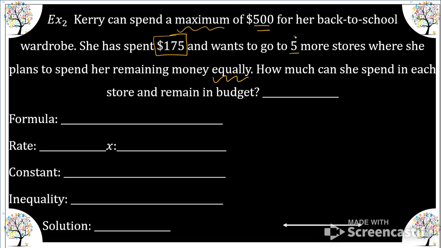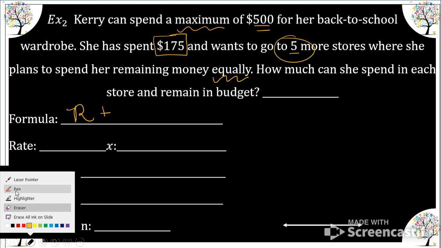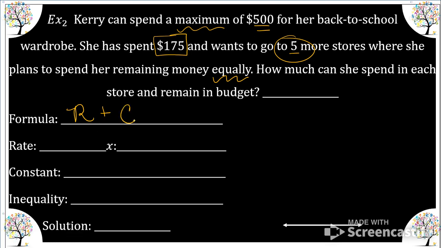So again, we're going to have the rate plus the constant of what she's already spent. So the rate's going to be the 5 stores times how much ever money per store plus what she's already spent, and it's the maximum. So erase this. We don't want to put that in yet. We want to make the formula. So the rate plus the constant needs to be equal to 500 or less. We can't go over 500.